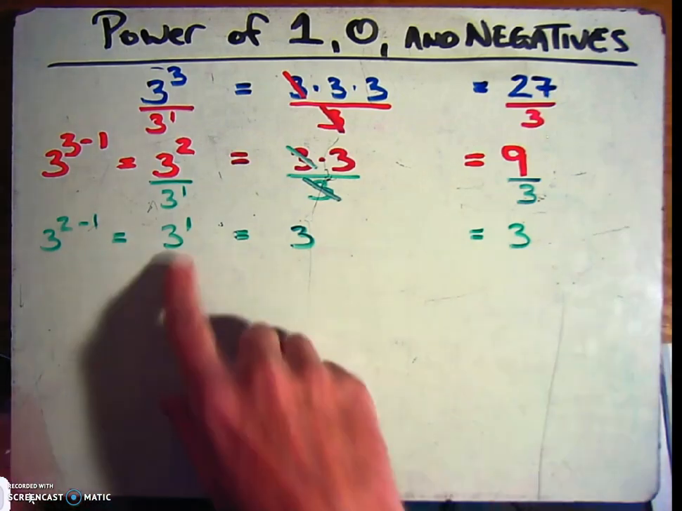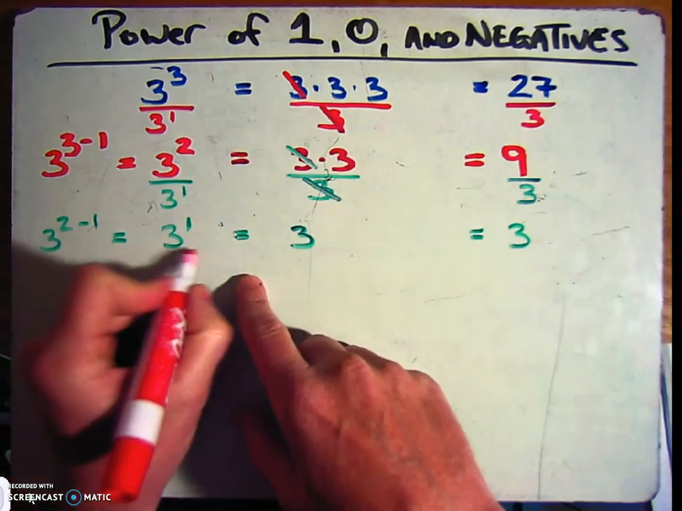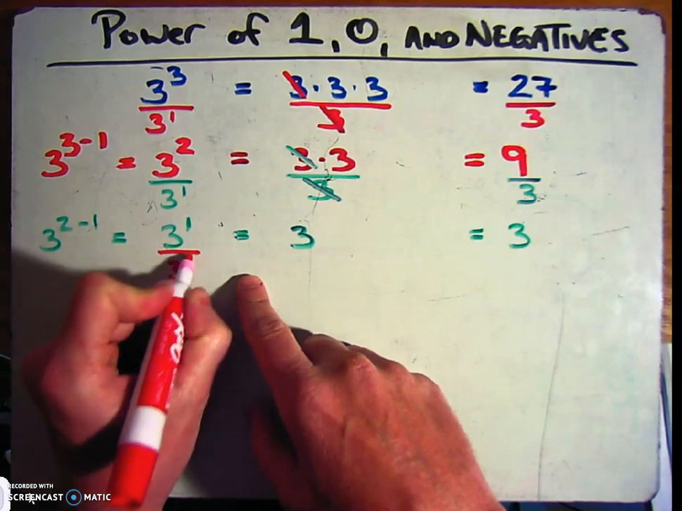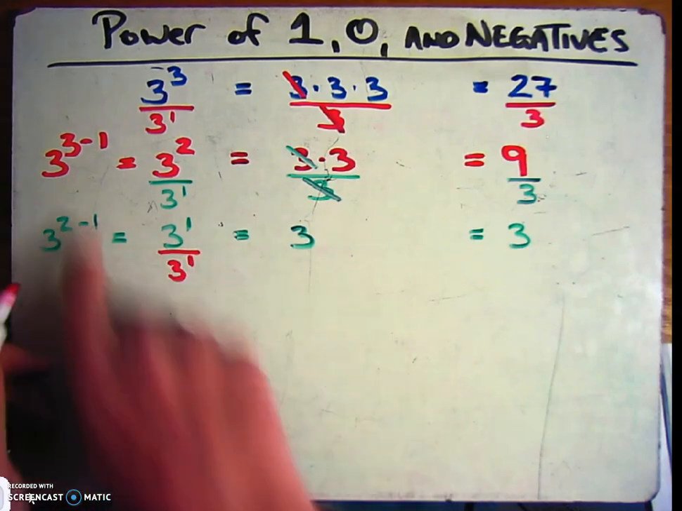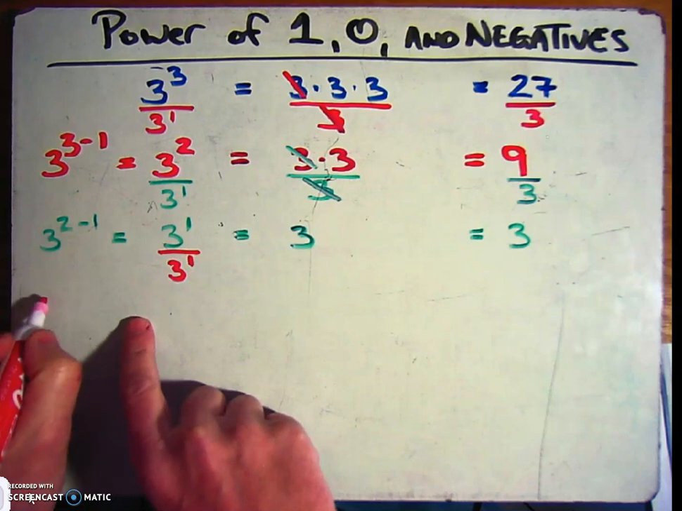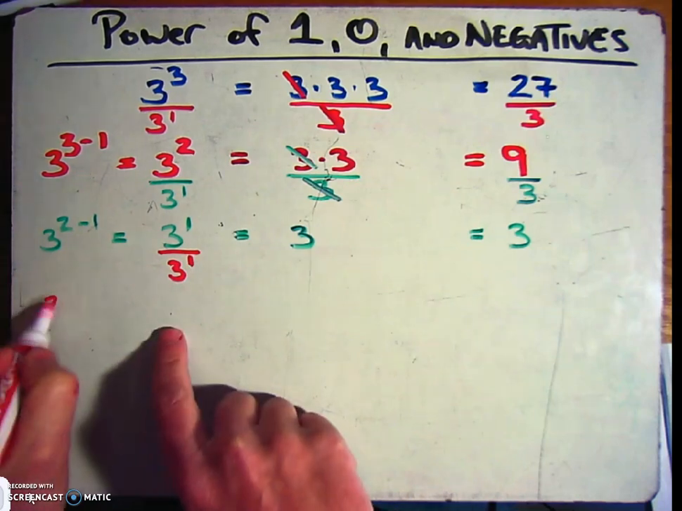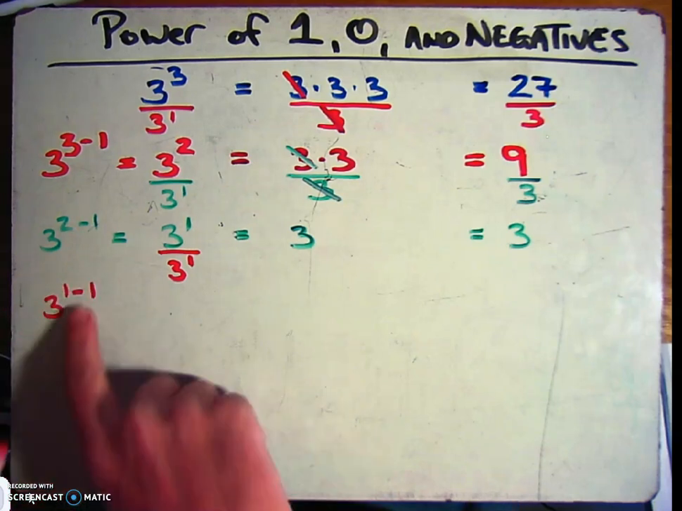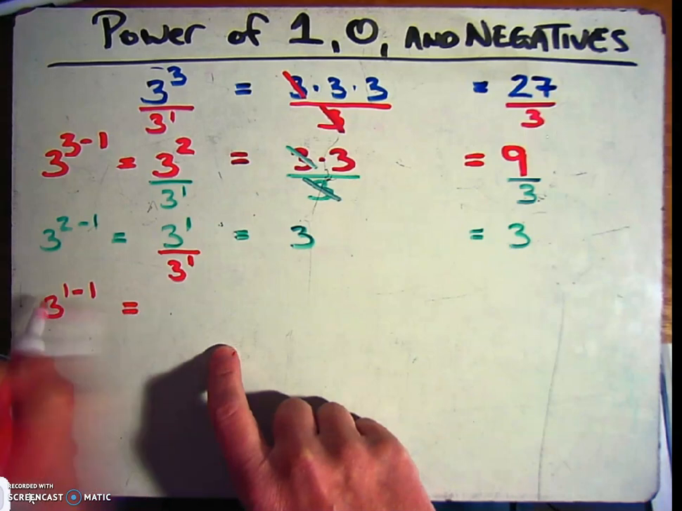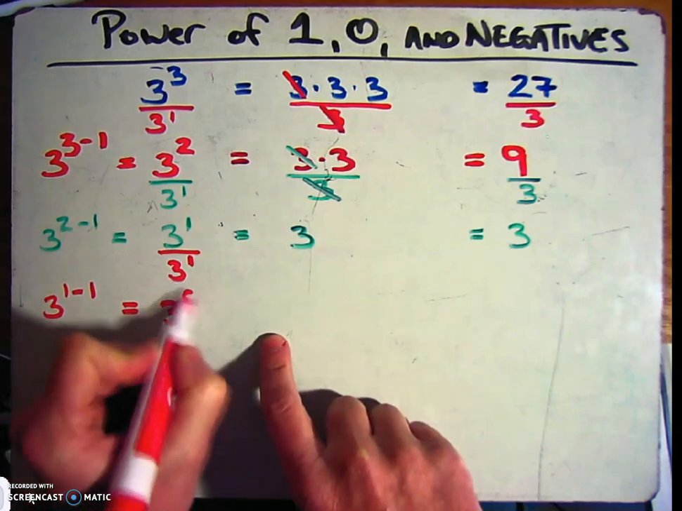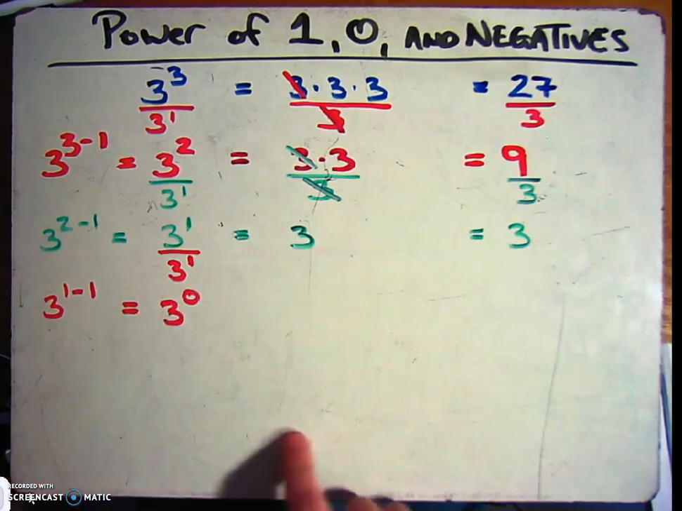Let's take 3 to the first power and divide it by 3 to the first power. Now knowing what we know about powers, this is going to be 3 to the 1 minus 1, as my law states. Now 1 minus 1 is 0, 3 to the 0 power.